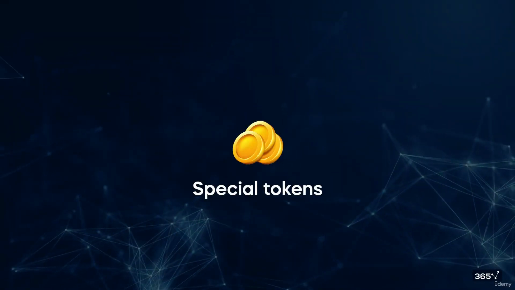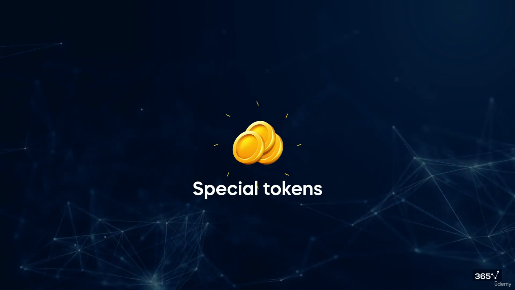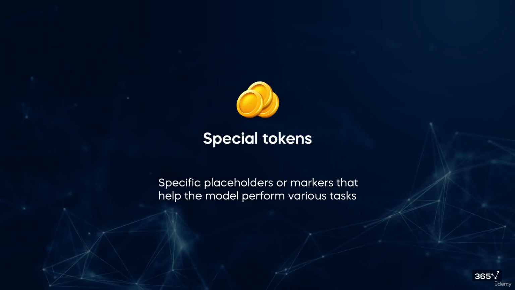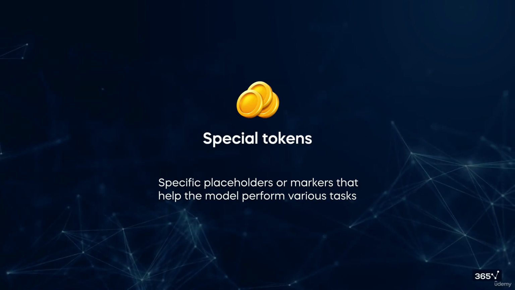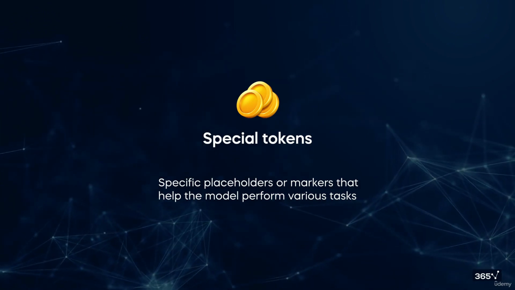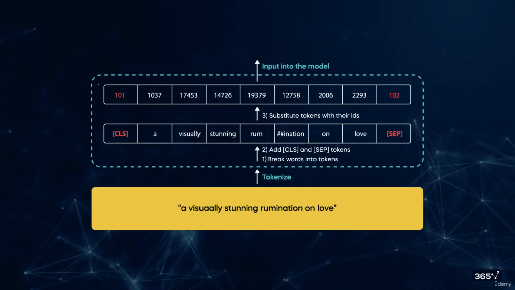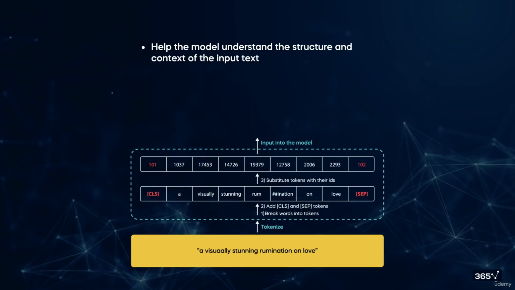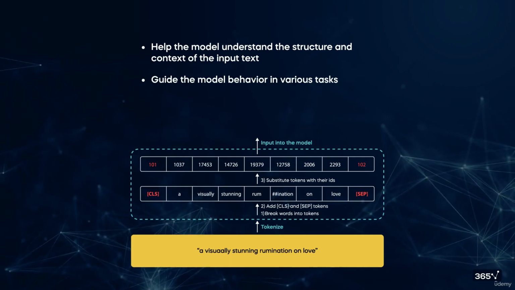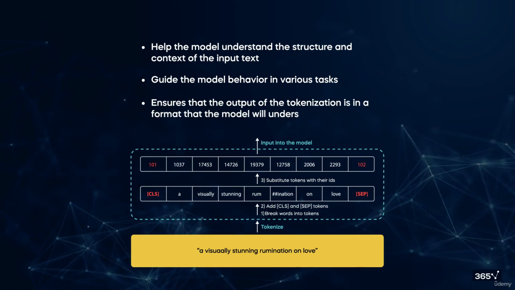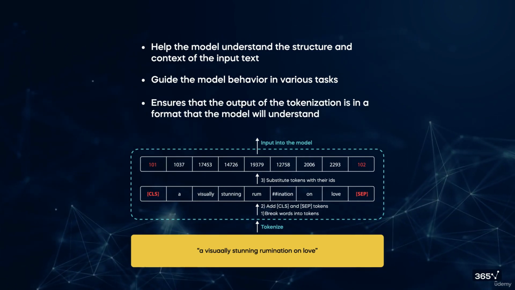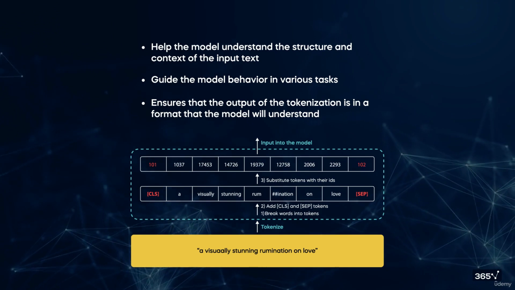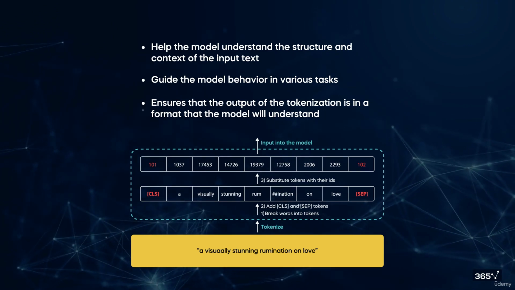Special tokens are a fundamental concept in the world of large language models. Special tokens are specific placeholders or markers that help the model handle specific tasks or instructions within the text. They are like signposts that help the model understand the structure and context of the input text and guide its behavior in various tasks. This ensures the output of the tokenization is in a format that your model of choice will understand. Let's talk through some key types of special tokens and their purposes.